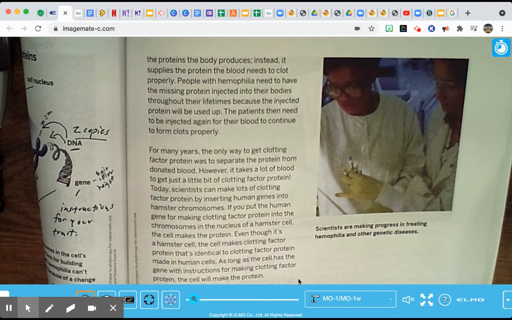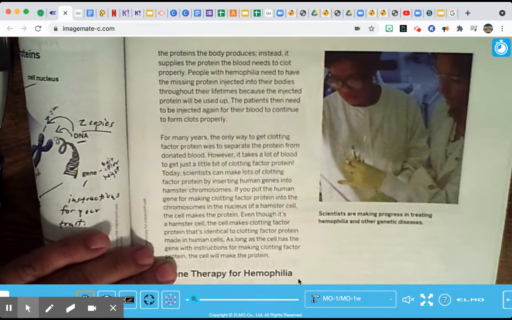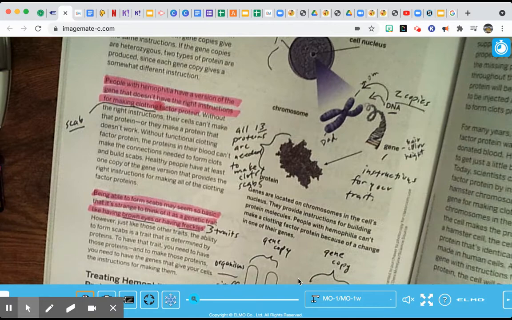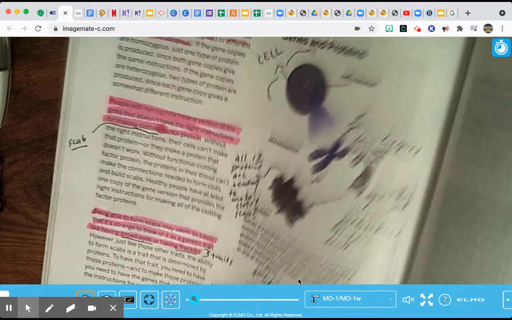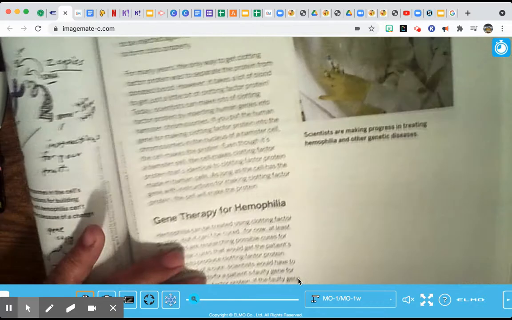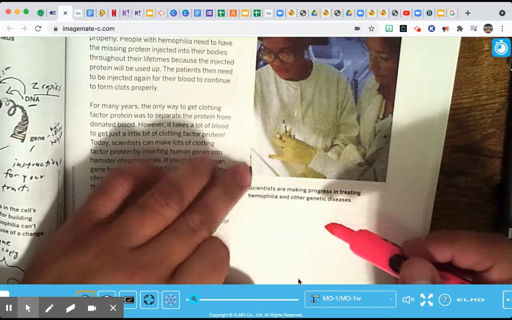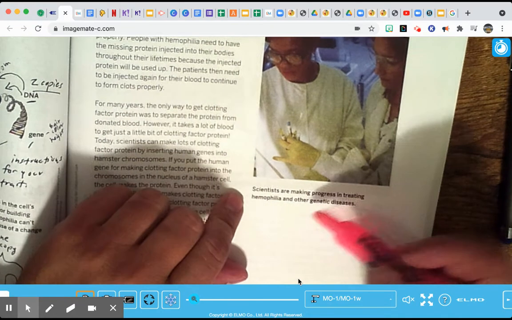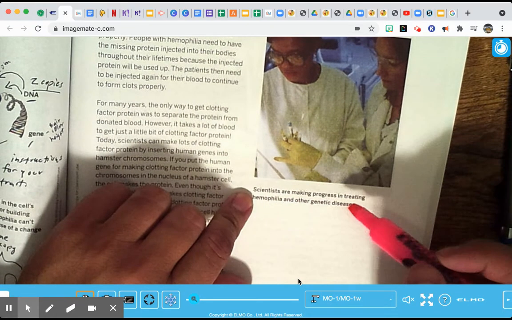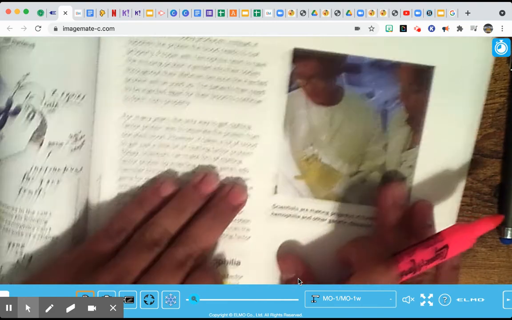So what is the main sentence of this paragraph here? That was a very long paragraph. Actually, we already highlighted it. That was a long paragraph. So what's happening here? We have scientists are making progress in treating hemophilia and other genetic diseases. Okay.